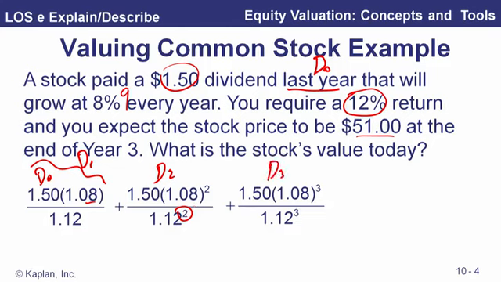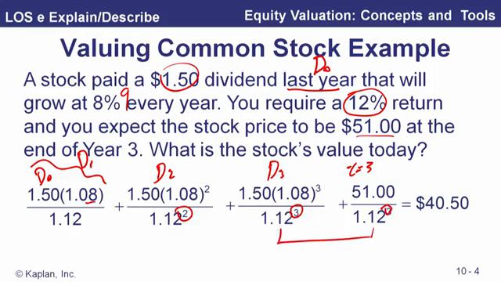Dividend grows at 8%, discount it for 3 periods, and then our PN, our final price, we sell it. And so that is at time 3, right after that dividend is paid, we sell it for 51. So that is also discounted for 3 periods. So that D3 and this final value of the stock received at time 3, we discount both of those for 3 periods, and we get a value for the stock, $40.50.